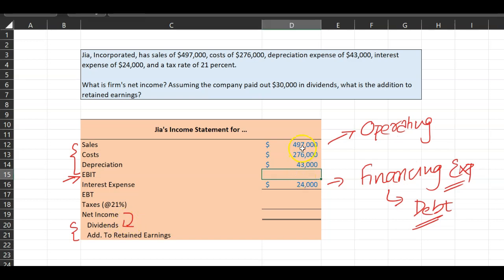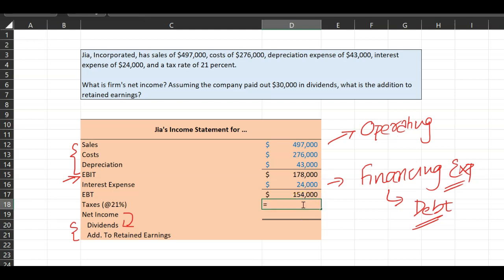We are told that sales are $497,000, costs are given as $276,000, and depreciation is also given as $43,000. So all we got to do is say equal to this number minus the costs and minus the depreciation. So this will give you earnings before interest and taxes. Because the interest expense is given as well, which is $24,000, you can use that to figure out earnings before taxes. So from EBIT, you just subtract the interest expense. And there you have it, your earnings before taxes, which is your taxable income.